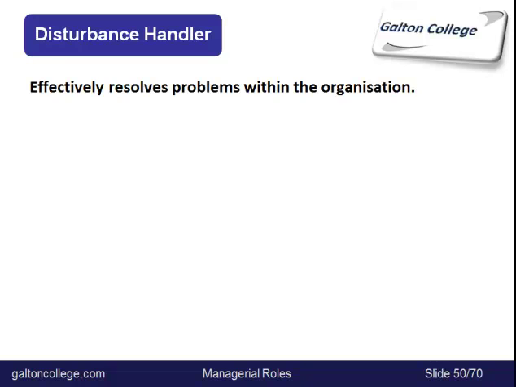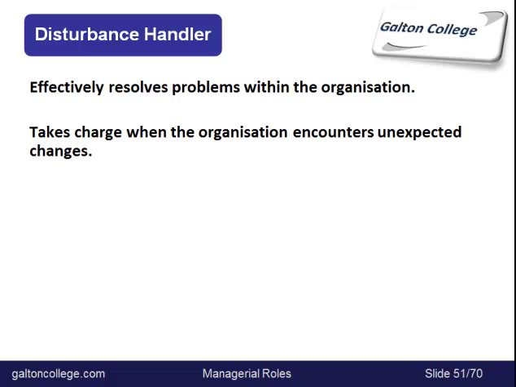Now, Disturbance Handler, well, effectively resolves problems within the organisation. Whenever there are problems, the manager is the person who deals with them. They take charge when the organisation encounters unexpected changes. So when there is a big issue in the organisation, some big problem perhaps, the manager steps in and takes control and keeps control until the situation is resolved and it's handed back to a more normal working situation.